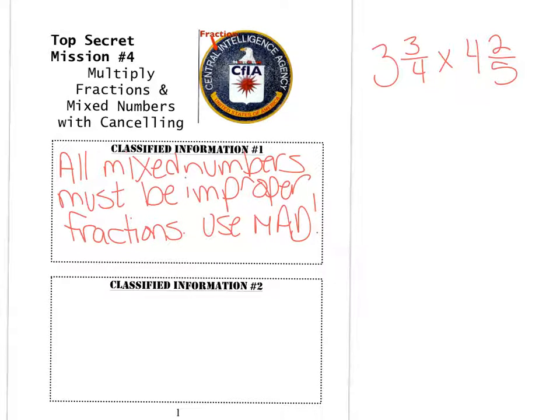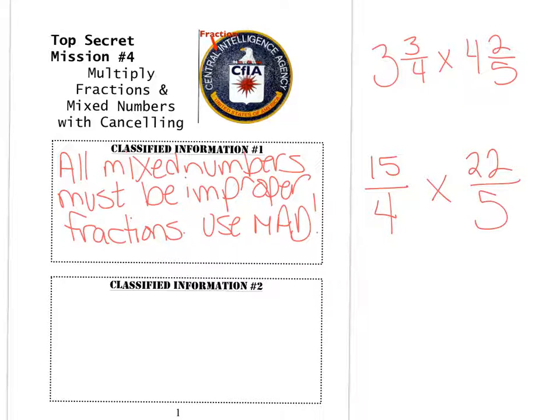So the first step is to make those mixed numbers into improper fractions. You should remember that 4 times 3 is 12 plus 3 is 15 over 4. That would be our improper fraction, times 4 times 5 is 20, plus 2 is 22 over 5. Okay, that is step 1.